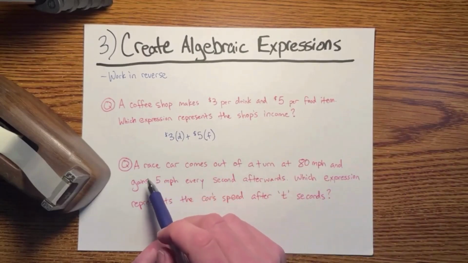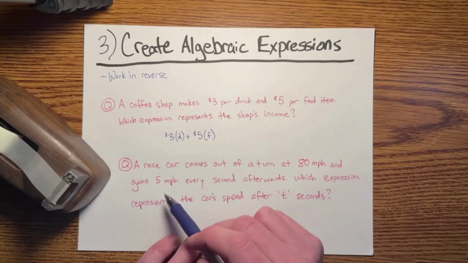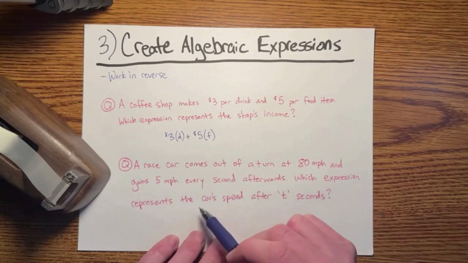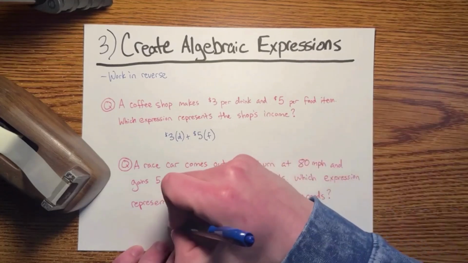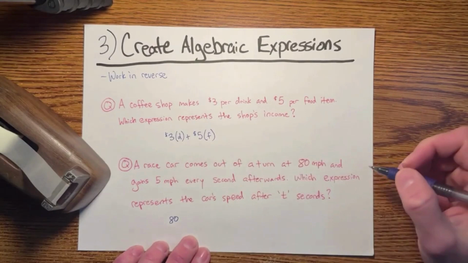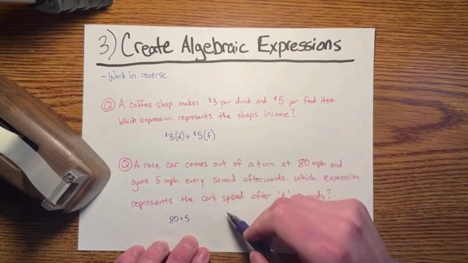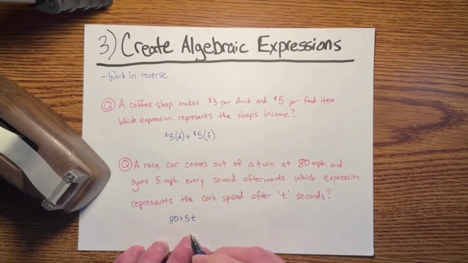The second example here: a race car comes out of a turn at 80 miles per hour and gains 5 miles per hour every second afterwards. Which expression represents the car's speed after t seconds? So it comes out of a turn, so starting at 80 miles per hour, and then it gains 5 miles per hour every second afterwards, and the seconds are represented by t, we're told, so it's simply 80 plus 5t.